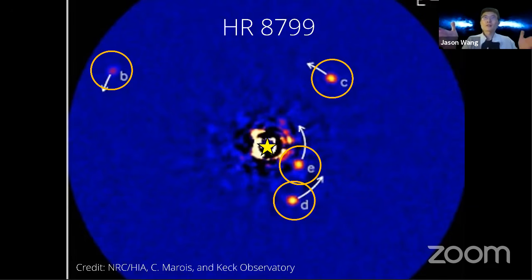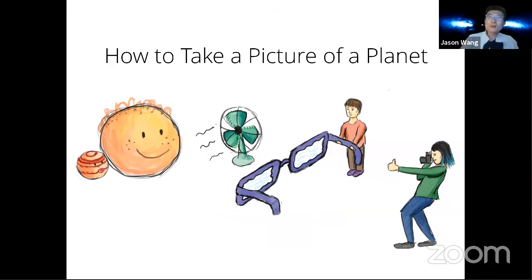So I'll come back to the system in a bit more to talk a little bit about it in detail. But first, I'd like to talk about how we managed to make this image. So how do we take a picture of an exoplanet? I drew this little cartoon for how we take pictures of exoplanets.